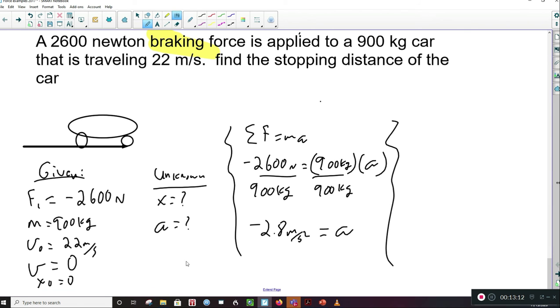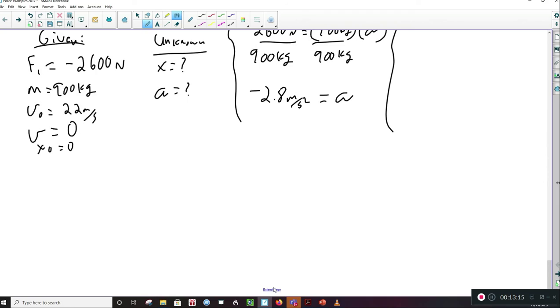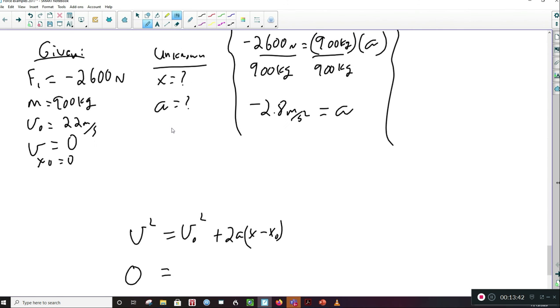All right, now that we have our acceleration, we just have to find the stopping distance. Notice in this question, we don't have time. So we're kind of stuck with only one relationship that we have to use. And that relationship is going to be v squared is equal to v naught squared plus 2a times x minus x naught. My final velocity was 0. Initial velocity, how fast we go, 22 meters per second.